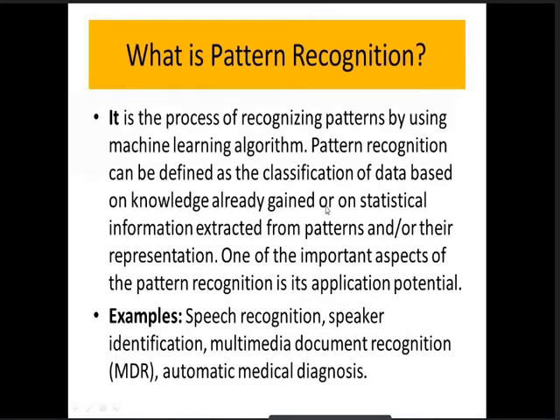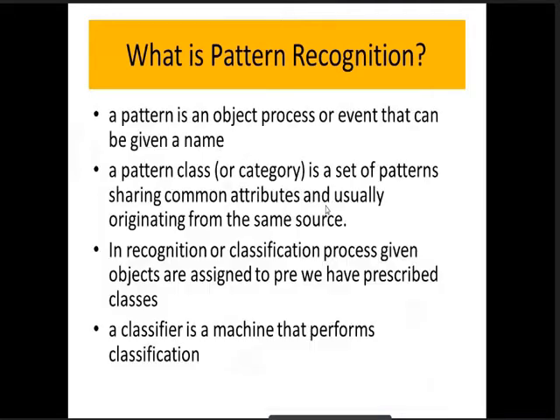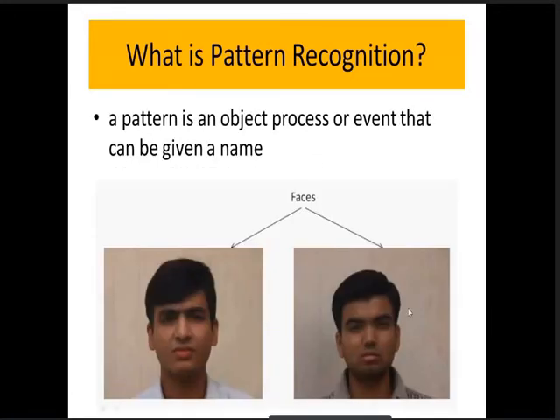So the important aspect is its application potential. Examples: speech recognition, speaker identification, multimedia document recognition, and automatic medical diagnosis. If you are able to see these images containing a face, or you can put a label of face on these images, it means that these images have some patterns. A pattern is an object, or process, or event that can be given a name. So, in the previous example, we are talking about the class of human faces here, and we have to identify the patterns that lead to including both the faces into the class of human faces.